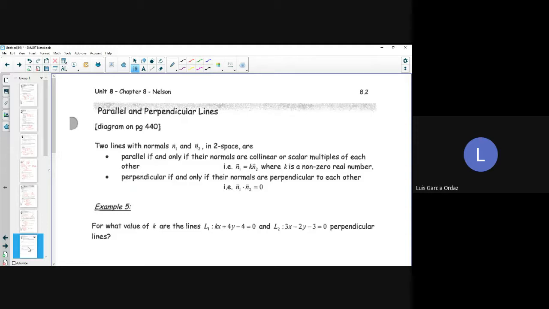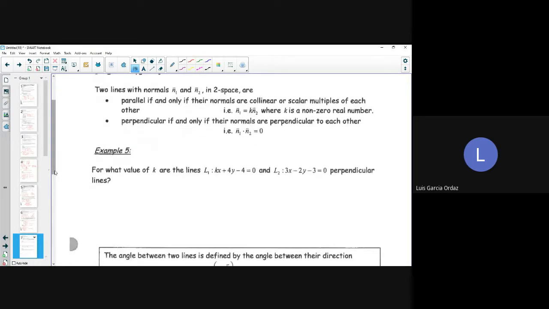So, parallel and perpendicular lines. Two lines with normals n1 and n2 in a 2-dimensional space are parallel if and only if the normals are collinear or scalar multiples of each other. So n1 is equal to k times n2, where k is a non-zero real number. They are perpendicular if and only if the dot product gives me 0.